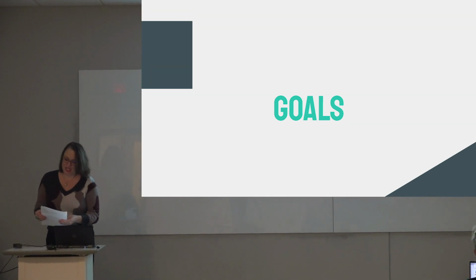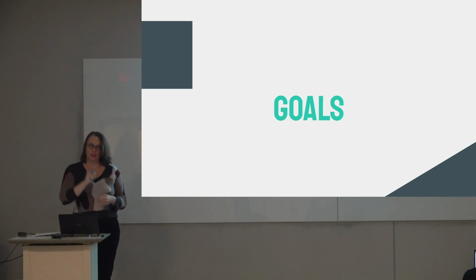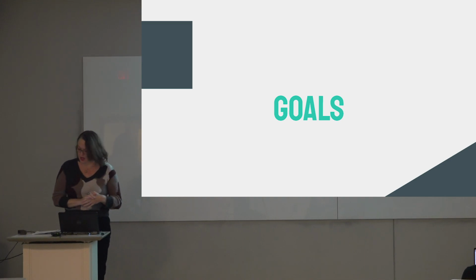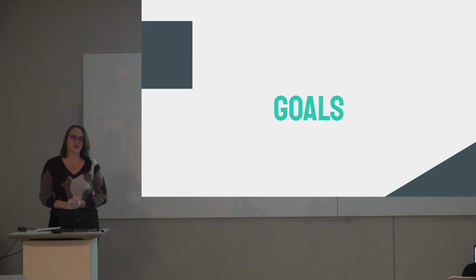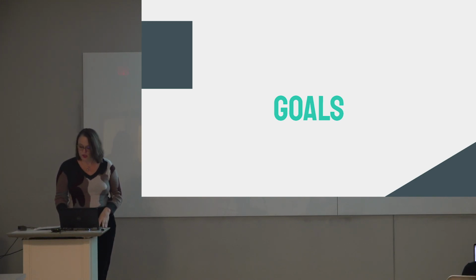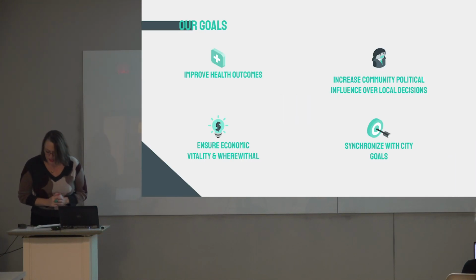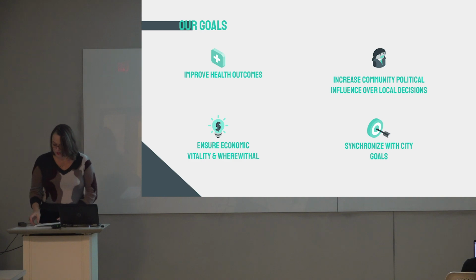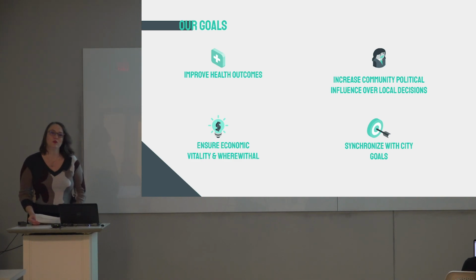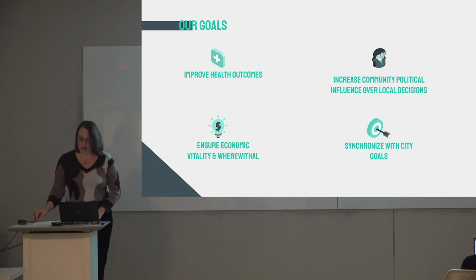Greetings, everybody. After we were able to wrestle the problem definition to the ground, which took some time, we took a lot of time to think about and discuss these things. Then we moved on to establishing the goals that we wanted to use to evaluate various policy alternatives that we would develop during the course of the semester. Those four goals were improving community health outcomes, increasing community political influence over local decisions, ensuring economic wherewithal within the community, and synchronizing with the city's strategic planning.